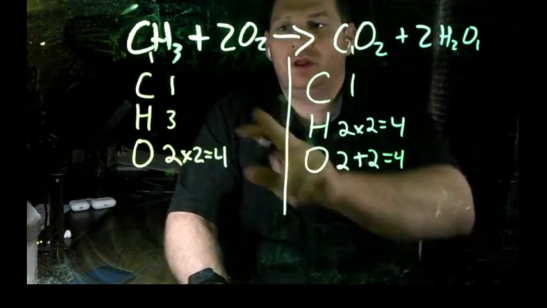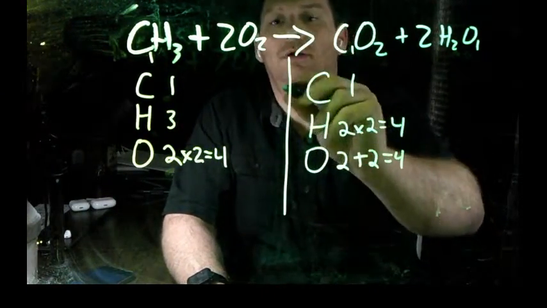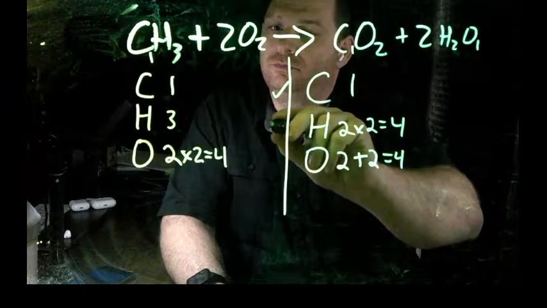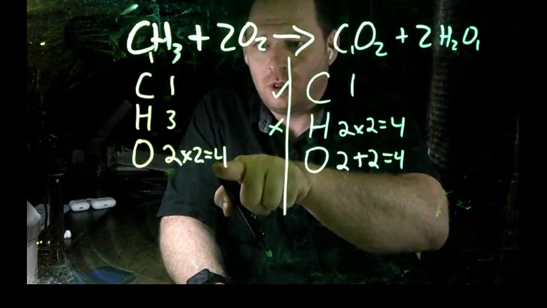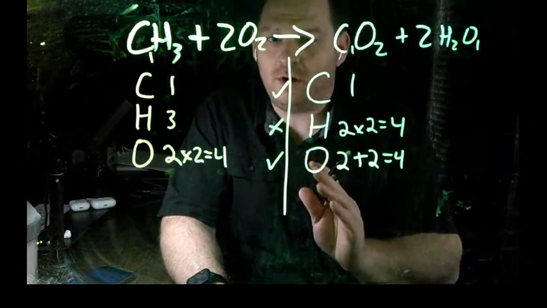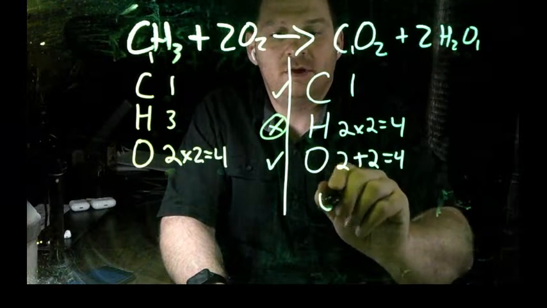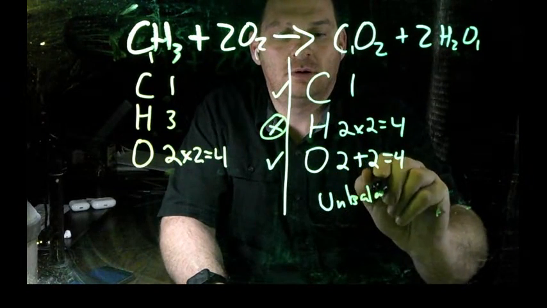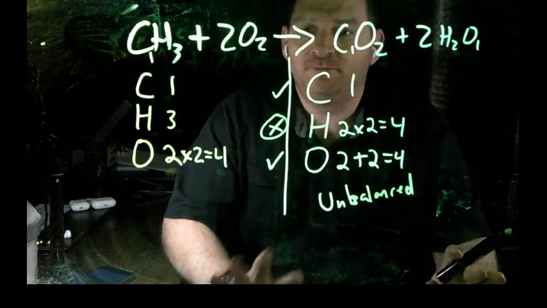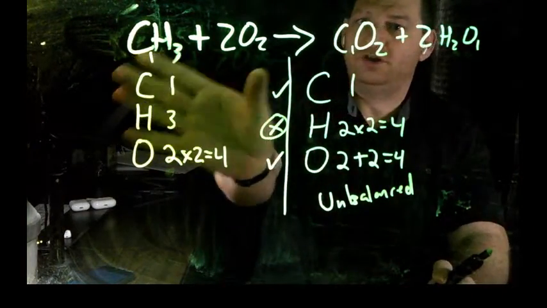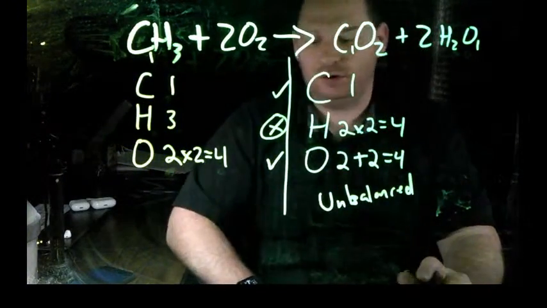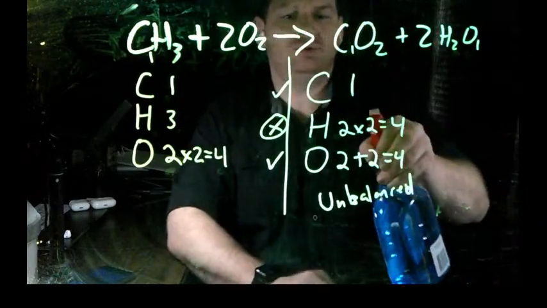All right, let's see. Do they match? We have 1 carbon, 1 carbon. That is following the law of conservation of mass. Next one, 3 and 4. Uh-oh, it is not. That's not good. Oxygen, we have 4 and 4. That is good. So this one is almost, but not quite. So this is not right. This would be unbalanced. All right, so this does not follow the law of conservation of mass. Law of conservation of mass says what you start with is what you have to end with. So we have 3 hydrogens here and 4 over here, so that does not work. That's a no-no.